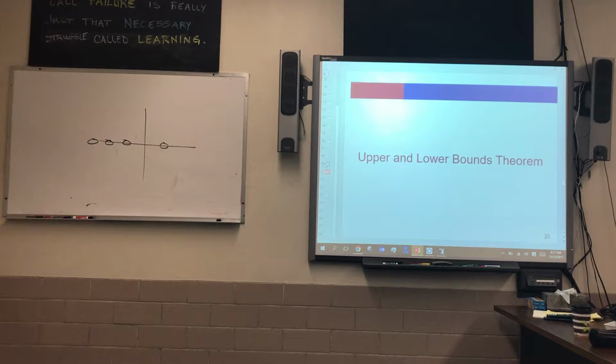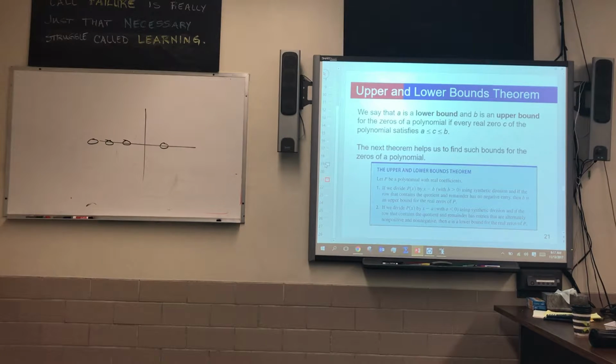But your calculator doesn't tell you that you have multiplicity. So you still have to be able to do some of the synthetic division and have an understanding of the concepts that we're talking about, so that you can recognize all the factors that come from your graph. So Descartes' rule of signs is useful.